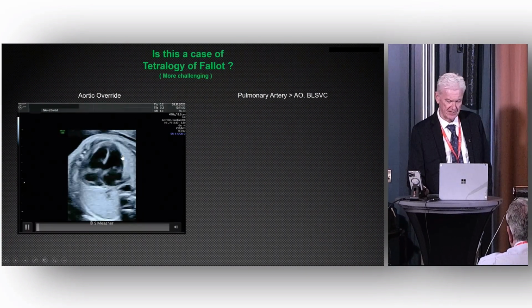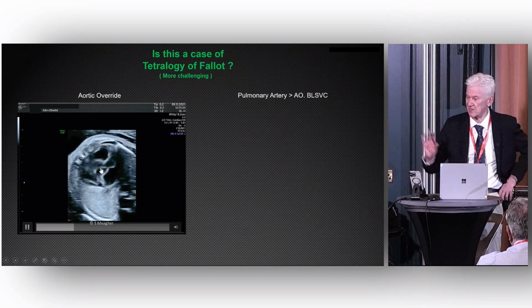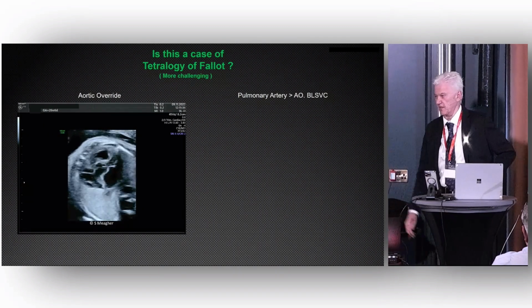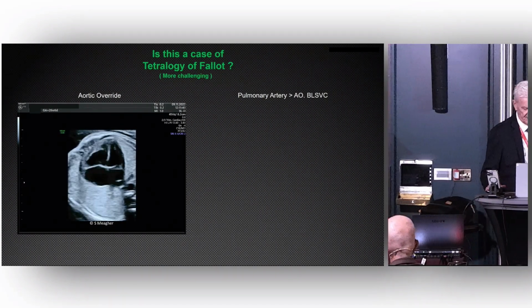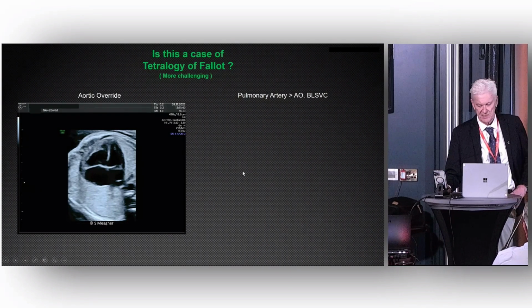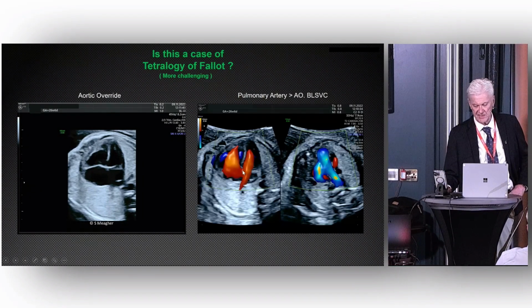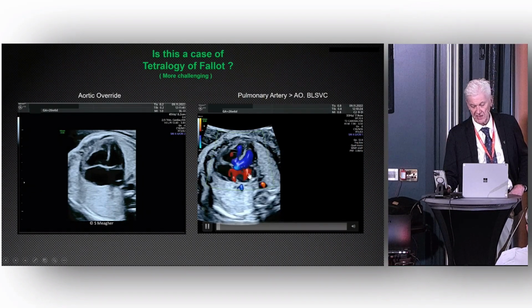So in this case number 2, I look at this image and I say, that's a textbook override, 50% across. This has got to be a Tetralogy of Fallot, high-frequency transducer, seeing a 50% across. You're almost wondering, is it in fact double outlet right ventricle? Well, have a look. Here you have the trouser leg appearance, that typical appearance where you see the aorta is perfused by both the left and the right ventricle, hence the trouser leg appearance.